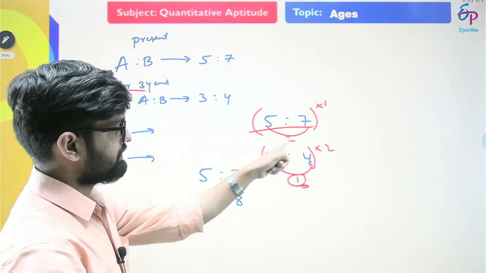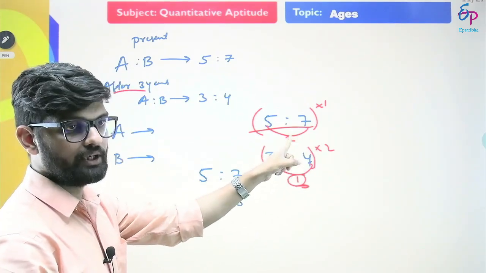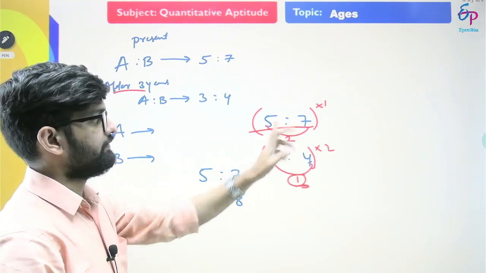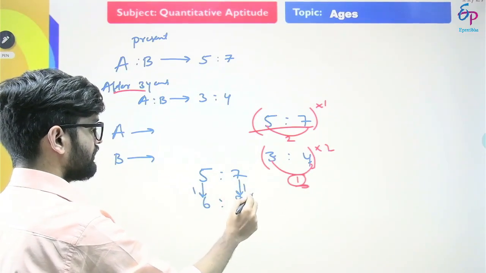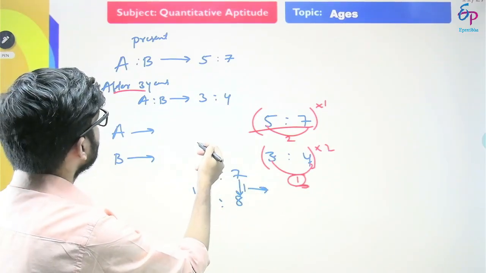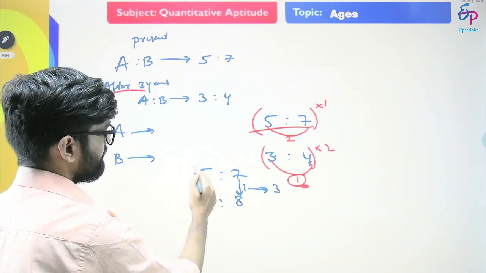What I am doing is taking this part difference and multiplying it with this. So what is this part difference? 1. 1 part is equal to how much? 1 part is equal to 3. 5 parts is equal to how much?